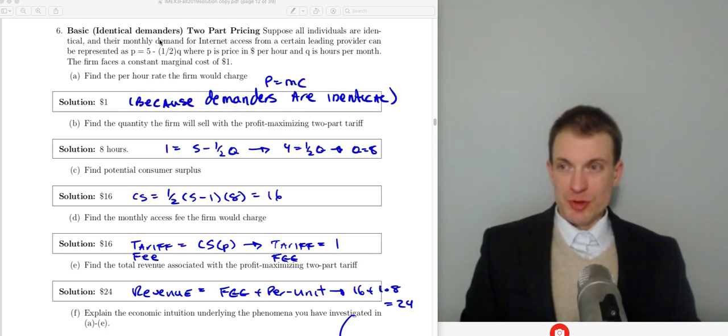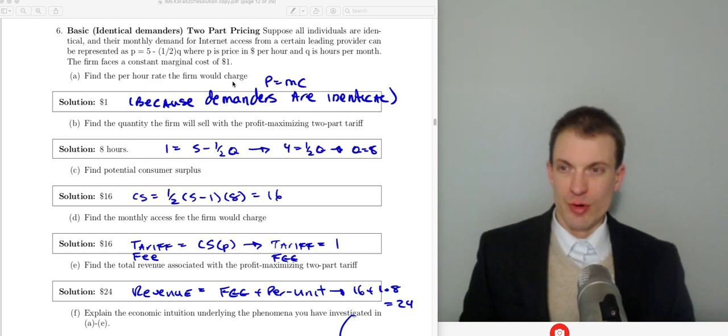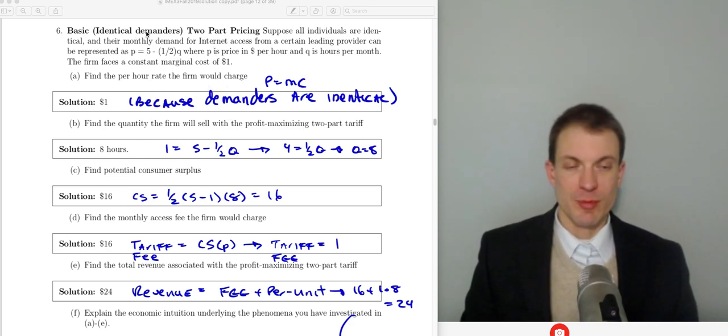So suppose we have identical demanders. Suppose all individuals are identical. Their monthly demand for internet access is represented by price equals 5 minus 1/2 Q, with constant marginal cost of $1. We want to find the per hour rate the firm would charge with a two-part pricing scheme, the optimal per hour rate. Well, we have identical demanders, so the optimal per hour rate is going to be marginal cost. So it's going to be $1.